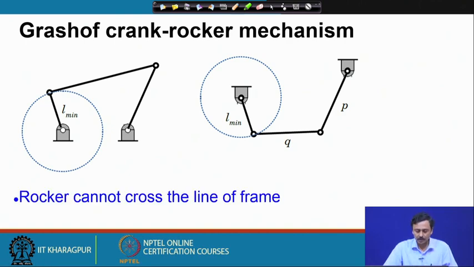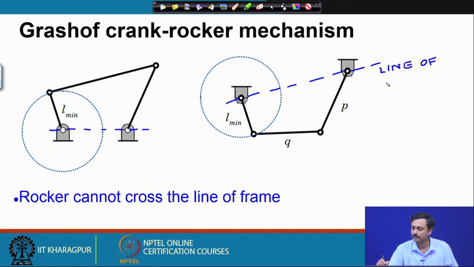Now, it is interesting to note here that this rocker cannot cross the line of frame. So, what is line of frame? This is called the line of frame. Frame is the ground link, essentially frame is the ground link.